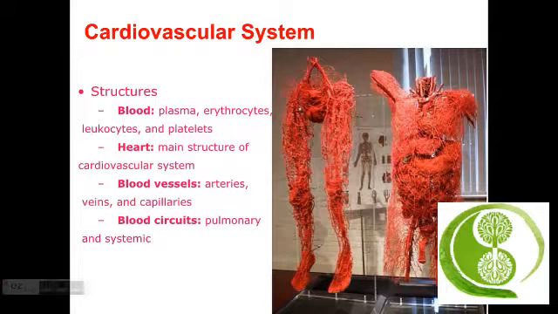The systemic circuit is pretty much everything else. It's where the arteries carry the oxygenated blood out to the body, and then the gas exchange occurs at the capillaries, and then the deoxygenated blood is carried back to the heart through the veins.